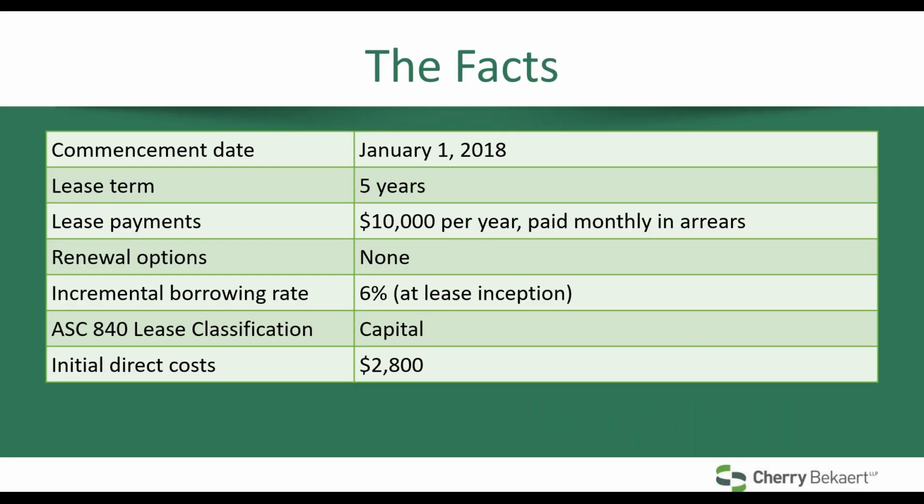So here are the details of this tractor lease. It started January 1st, 2018 with a term of 5 years, no renewal options. The company is paying $10,000 a year in lease payments, and at lease inception in 2018, the company's incremental borrowing rate was 6%. When the lease started, they determined this was a capital lease. So they accounted for it as capital throughout 2018, and there's a capital lease asset and liability on the books.